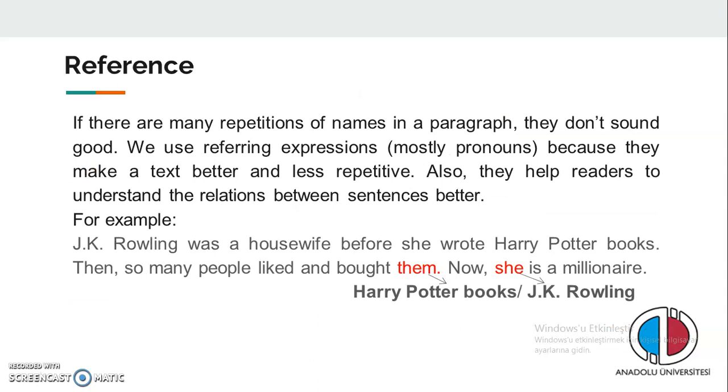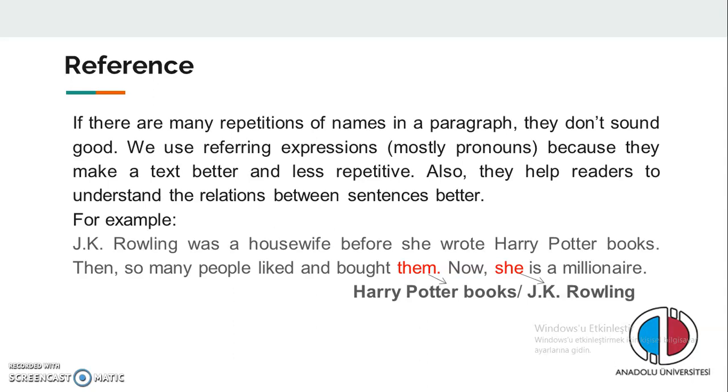And now we're going to study the reference here. If there are many repetitions of names in a paragraph, they don't sound good. We use referring expressions, and these are mostly pronouns, because they make a text better and less repetitive. Also, they help readers to understand the relations between sentences better. So, if we look at the example, J.K. Rowling was a housewife before she wrote Harry Potter books. Then, so many people liked and bought them. Now, she is a millionaire.